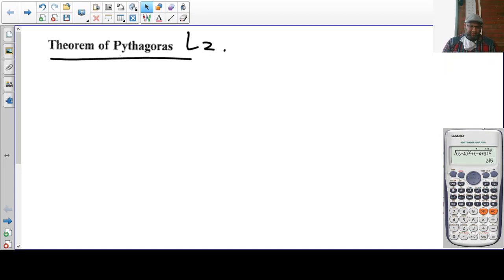Right. Number 1.2? 13. Number 1.3? 12. 1.4? 10. 1.5? 17. 1.6? 12. 1.7? 1.9. Okay, you don't round off, you write as 1.9. Okay. 1.8? 24. 1.9?